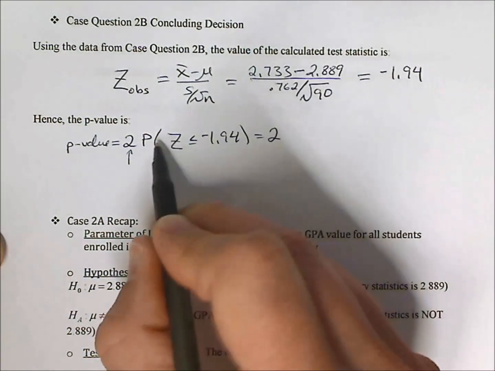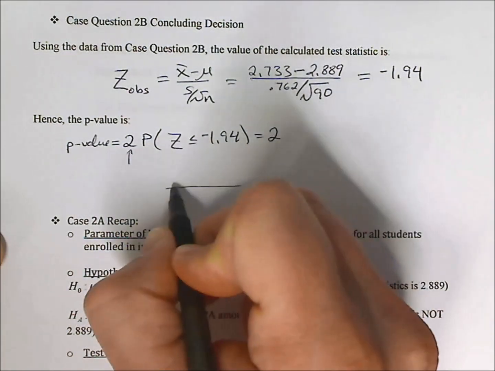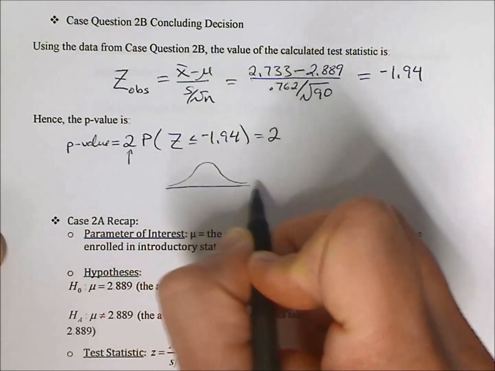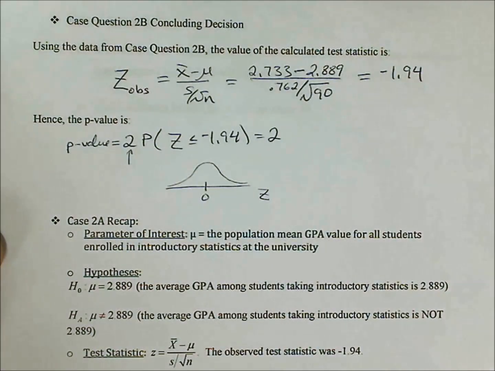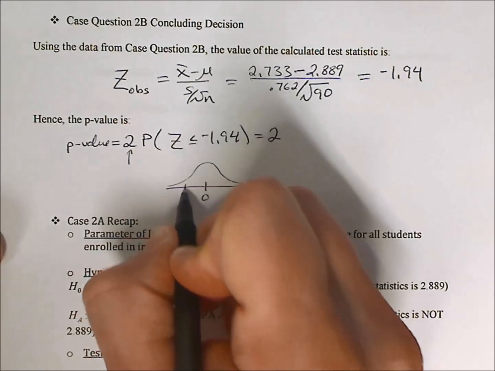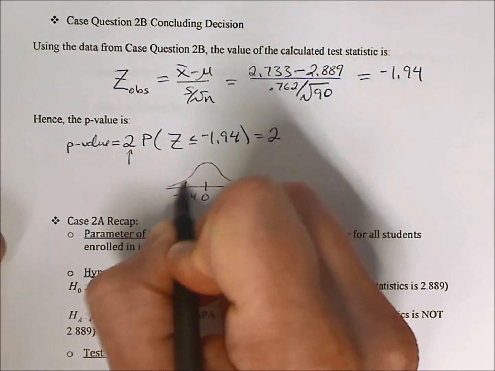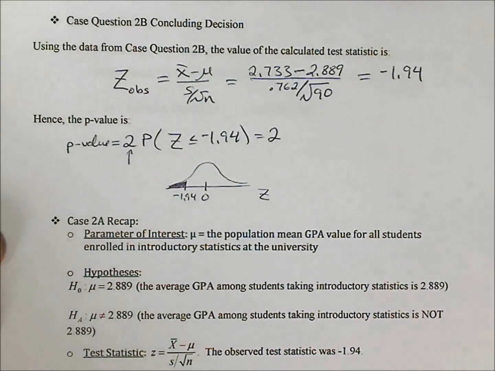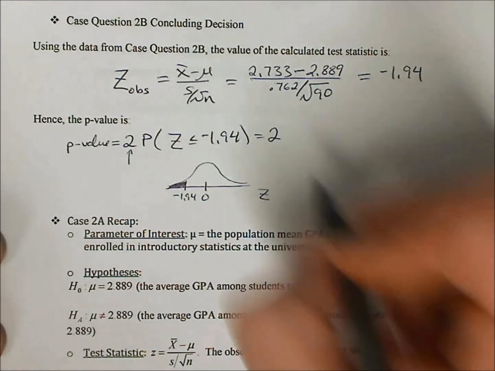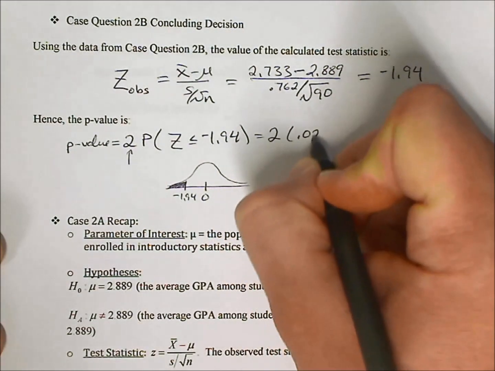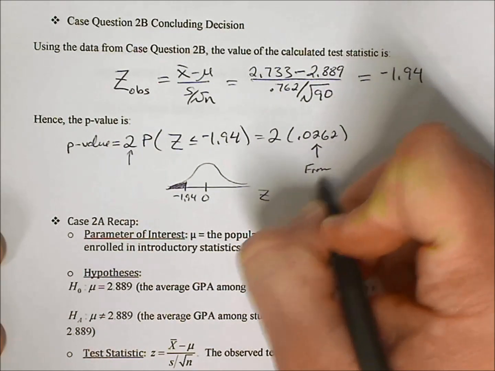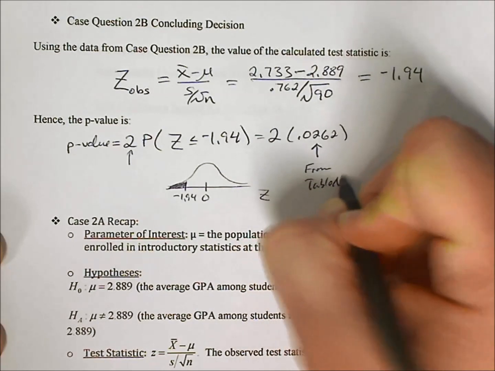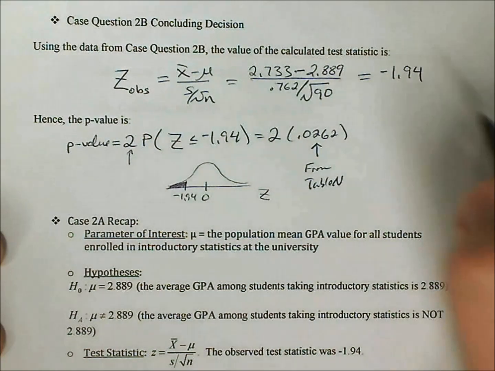So we got 2 times, this is going to be an area. Now we're dealing with the Z distribution, not the T, although if we look at the T we'd get something pretty close, because you recall the T is close to the Z distribution when n is large. Anyway, I've got negative 1.94, and I need the area under the curve to the left of that. If you look on table N, you will see that that value is 0.0262. Okay, so this is from table N, which we have used in this class quite a bit.